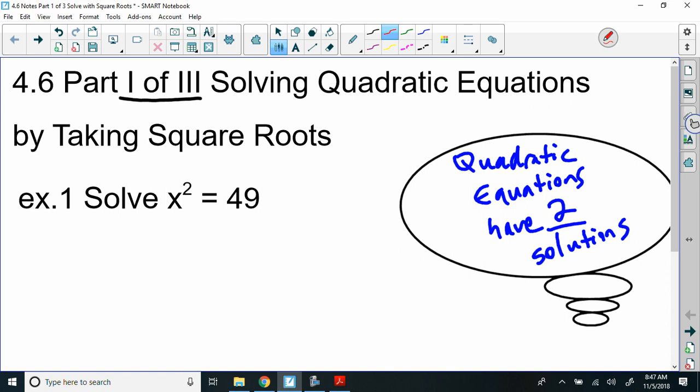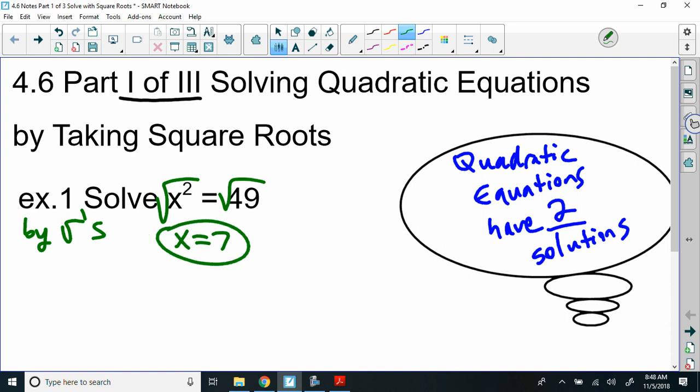So example 1, a lot of people miss this. It's a real easy question, but a lot of people miss it. If they tried factoring it, they'd get it right. I didn't say how to solve it, I just said solve it. So by taking square roots, we're just going to square root that, and we think that x equals 7, and we're done. The problem with doing that is we miss half the problem.